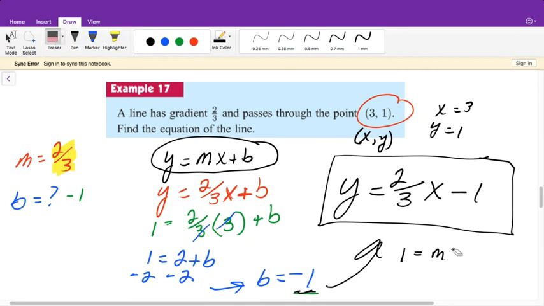1 is equal to m times 3 plus b. And they'll say that this is our equation because they see that x is 3 and y is 1, but that's never what we do. Never. All right, so this will be our final example. So we solve for our slope, solve for a y-intercept, and we substitute it back into the equation.